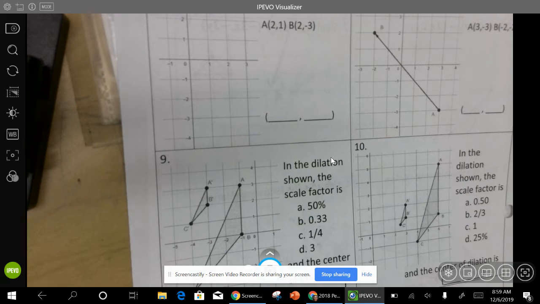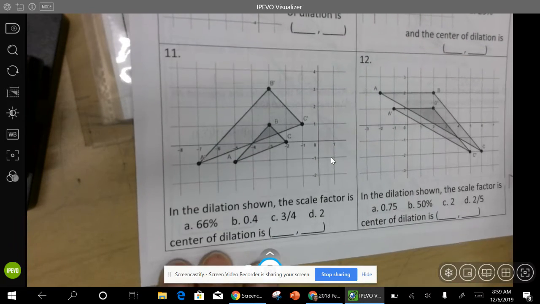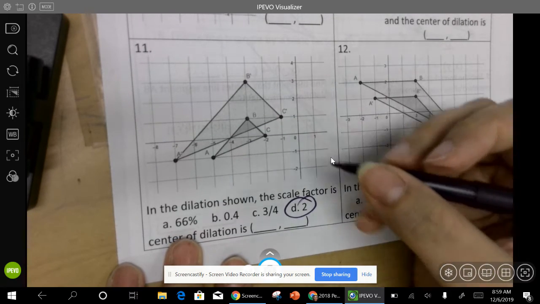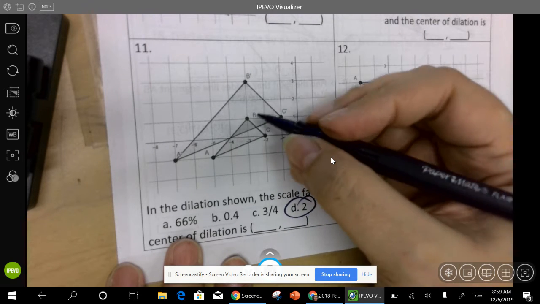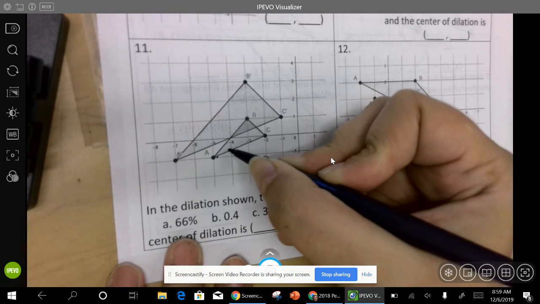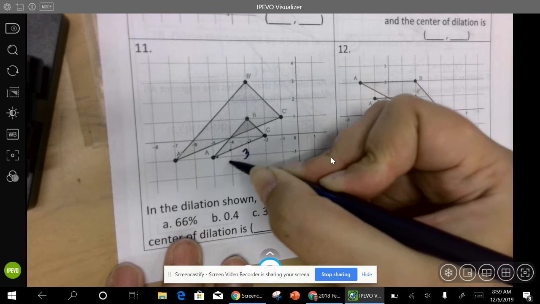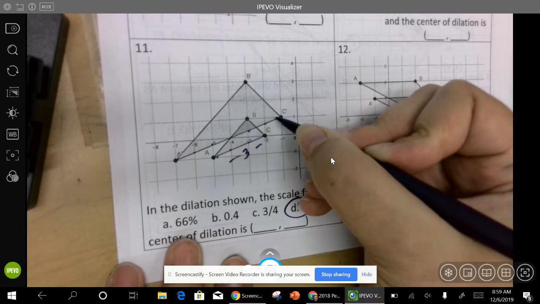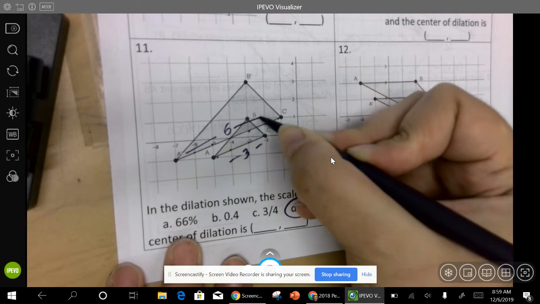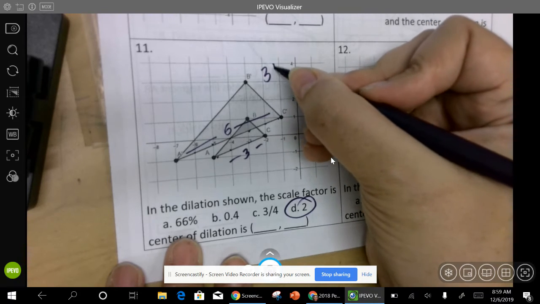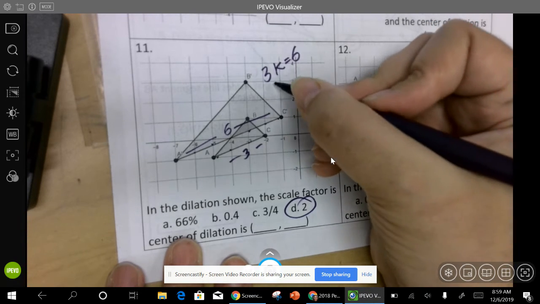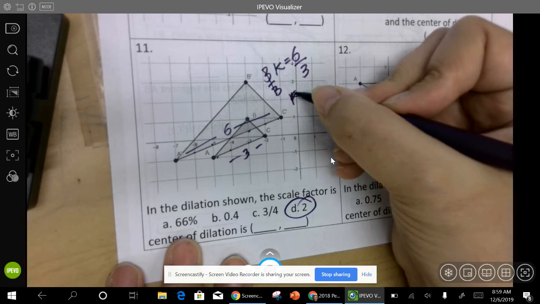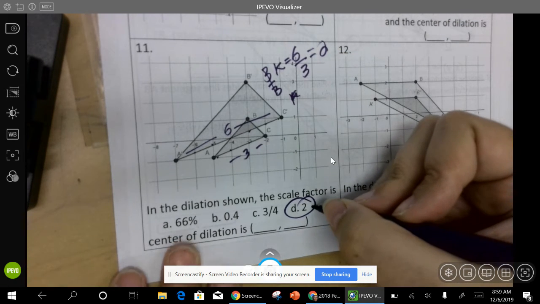Okay, so for our next part, everybody, so it says the dilation shows the scale factor is 2. Okay, because I know from this one to this one, everybody, you can pick a side if you want. So I look at this and I go, okay, this is 1, 2, 3. And this is 1, 2, 3, 4, 5, 6. So this side is 6. 3, you can put k if you want to right here to set it up as an equation. And that would be 2. Okay, so scale factor of 2.